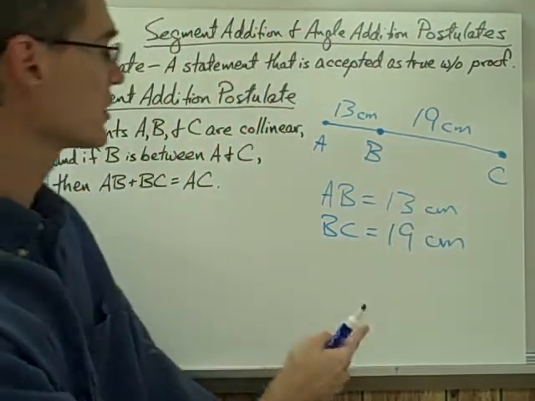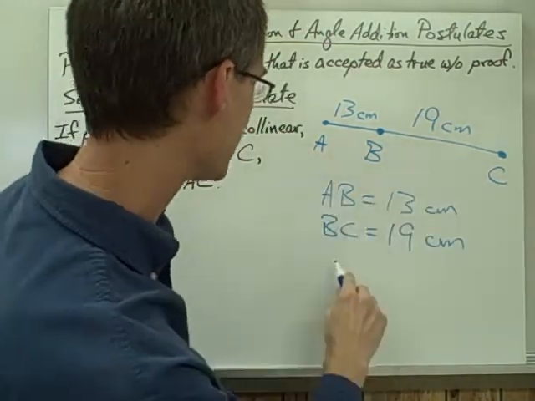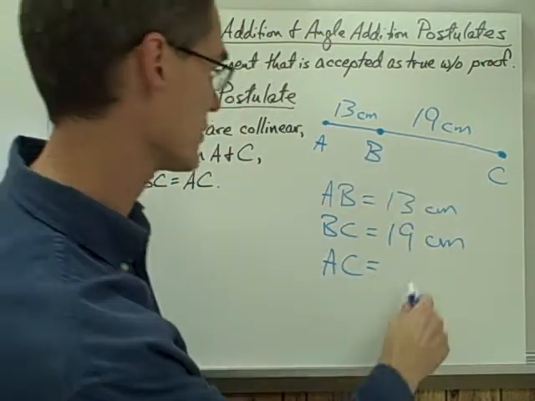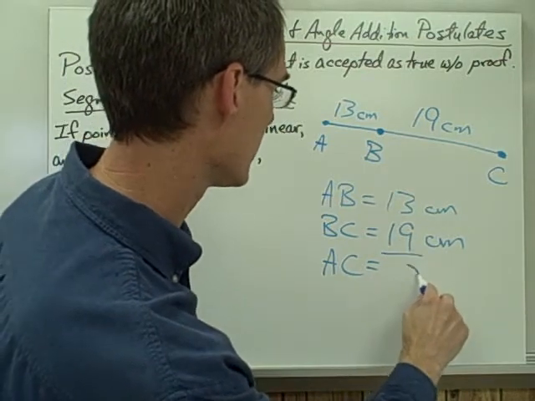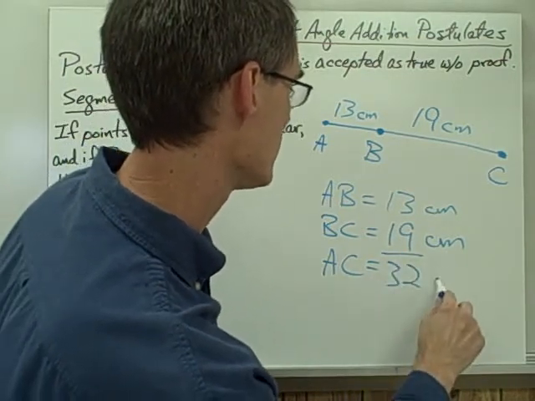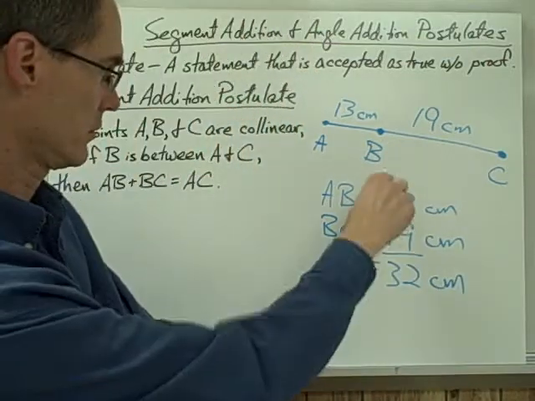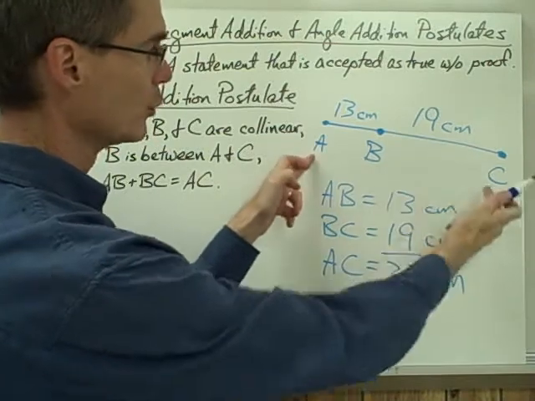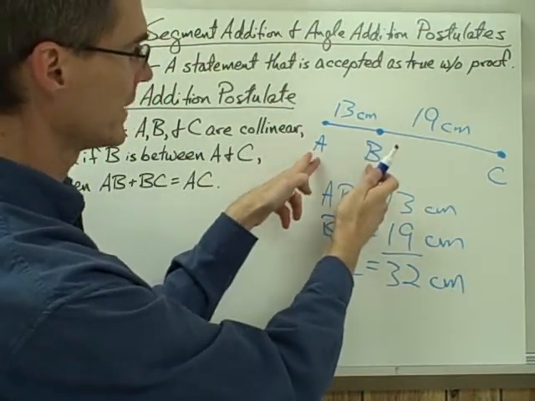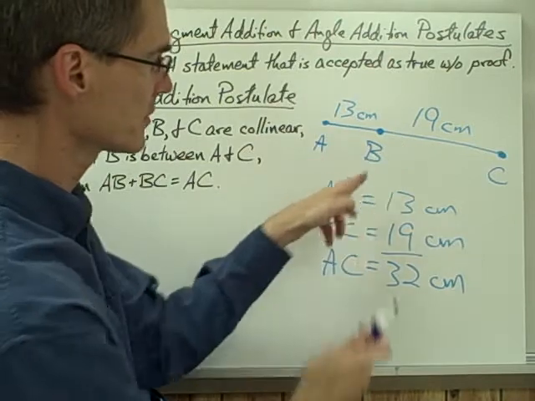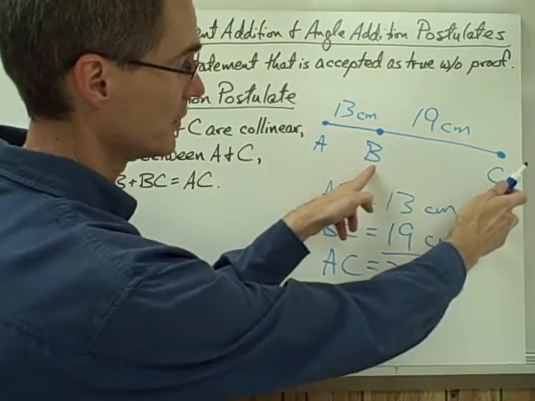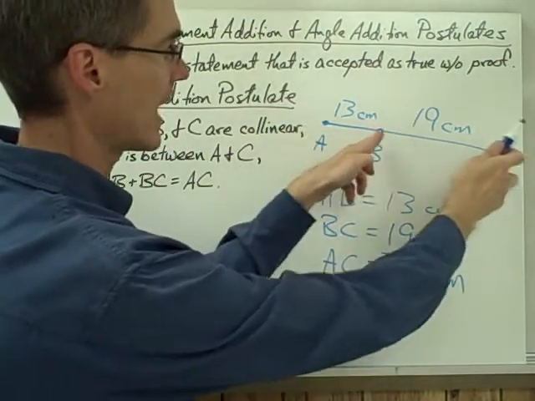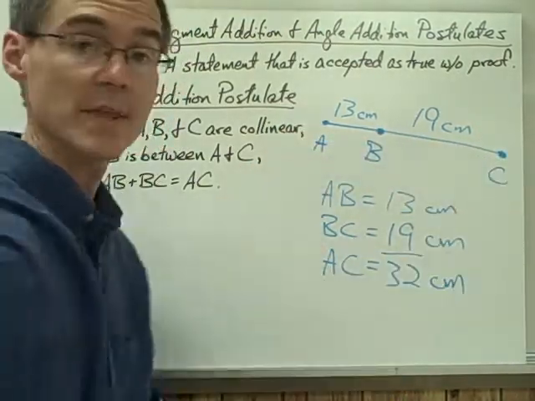So according to this postulate, the measure of AC is just equal to the sum of these two measures. So I add 19 and 13 together and I get 32 centimeters. So this kind of makes sense if you just think of this like a ruler. If the distance from the end of the ruler to here is 13 centimeters, and the distance from here to this point on the ruler is 19 centimeters, then this whole distance, I just add these two distances together. That gives me that whole distance.